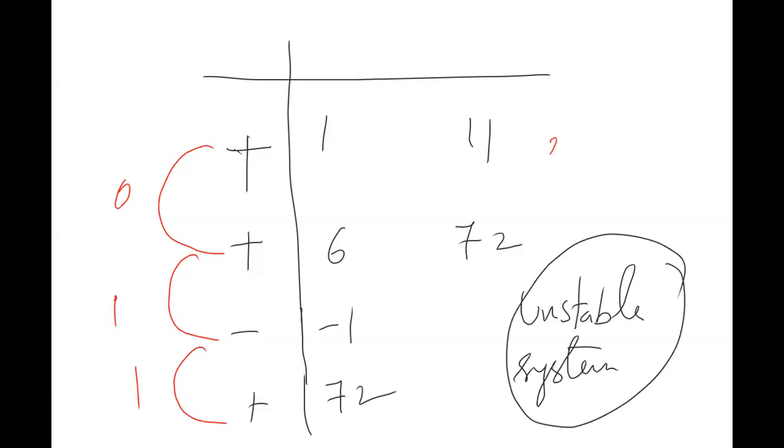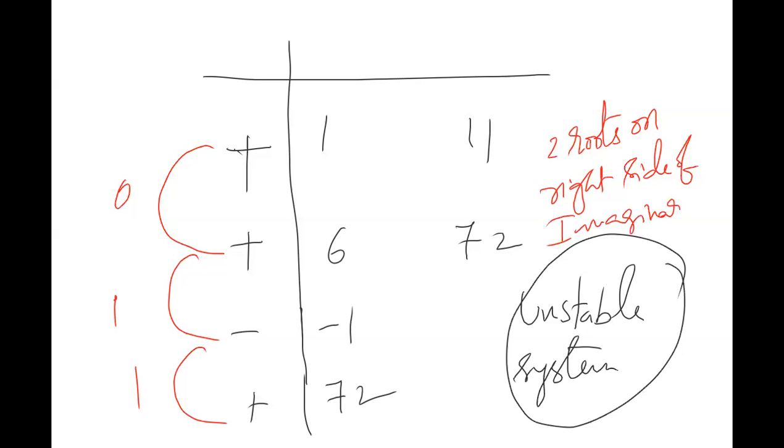So you can say 2 roots on the right side of the imaginary axis.